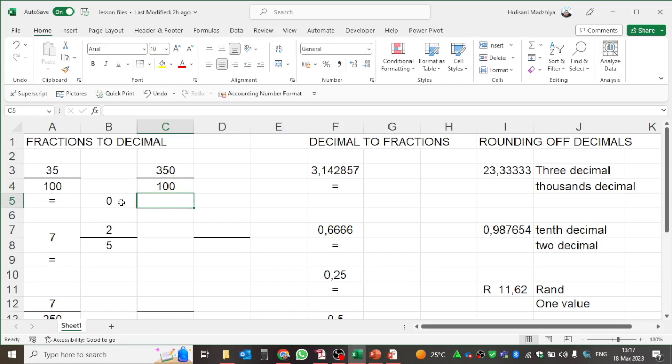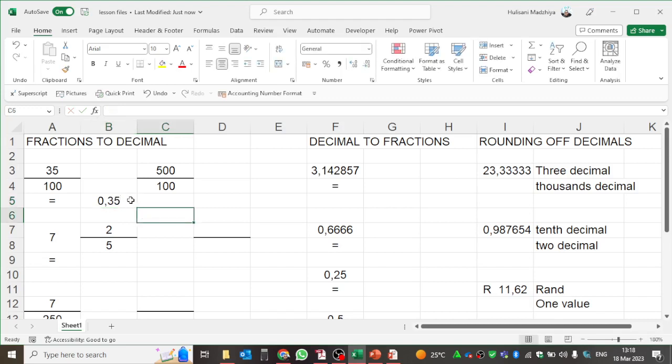When it's like this, we know it's going to go 3 times, but when it goes 3 times, it's going to leave 50 behind. Once it leaves 50 behind, this is the remainder, so we add a 0 on that remainder. Therefore we're now left with 500. So how many times does 100 go into 500? That's going to be 5 times. So therefore we have our 0.35.